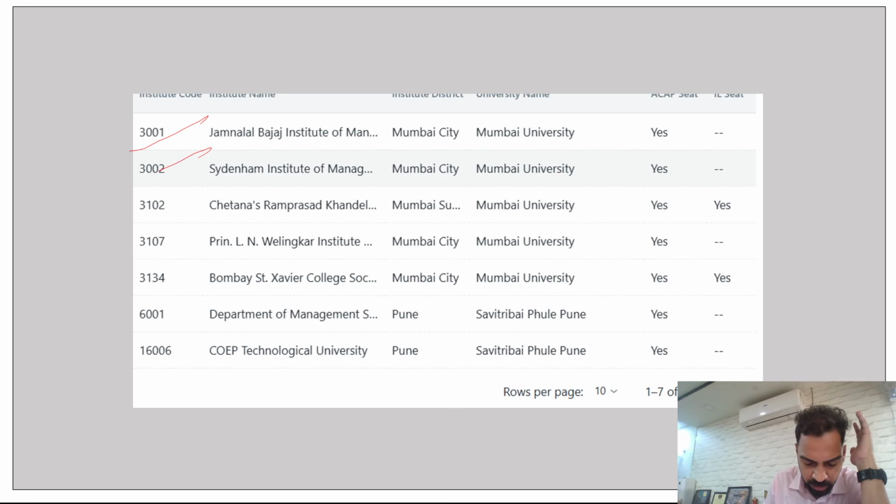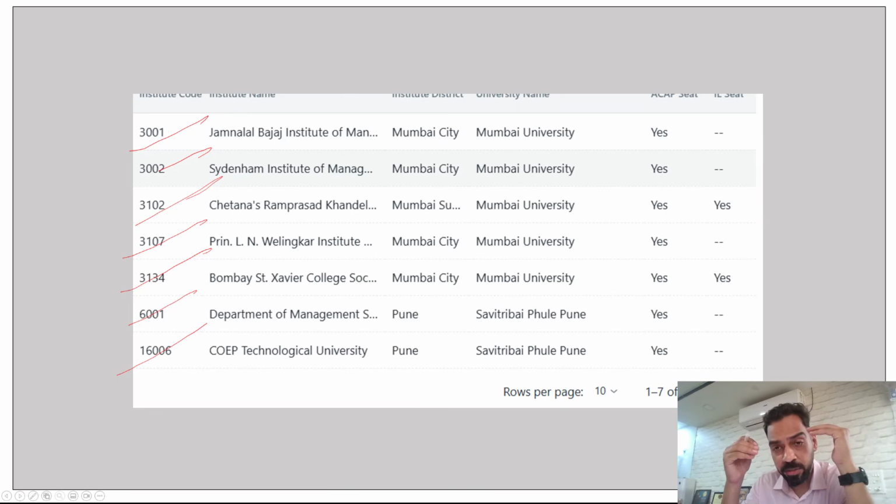JB, Sydenham, Chetna, Welingkar, Xavier's, PUMBA. So please don't go by this particular sequence. You may have your own sequence. And JBS किया है, so on and so forth, and then you may freeze this option form. This option form will not affect your CAP 2, CAP 3, CAP 4. This is completely separate. Why is this being done?